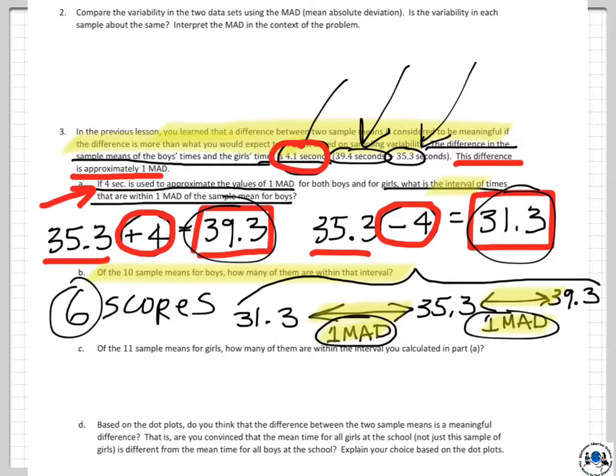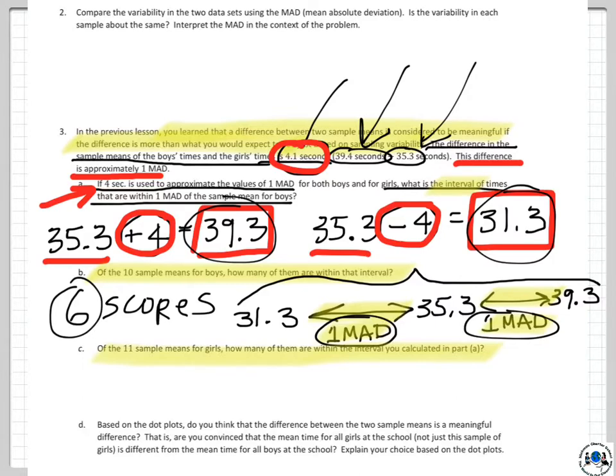Okay, so we look at the girls now. Let's look at the girls, the 11 samples. How many of them are within the interval you calculated in part A? In part A. Okay. Did I ask for girls too?